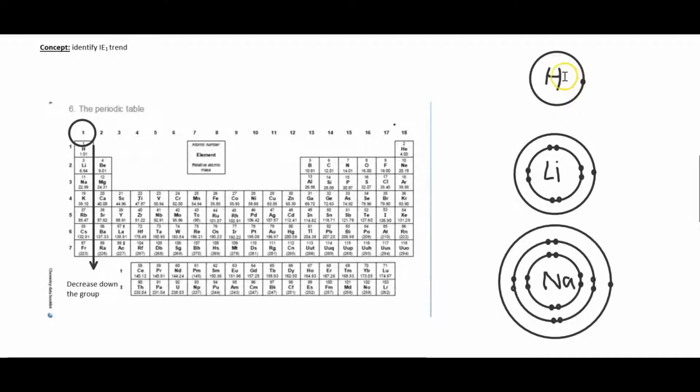Lithium has one valence electron as well, but also an inner energy level, and the inner electrons shield the nuclear attraction force from the valence electron, so it has less first ionization energy. And sodium has two inner energy levels, so more electrons to shield the nuclear attraction force from the valence electron, and it requires even less energy to remove the valence electron. So we can see the trend decreasing down the group. The first ionization energy decreases.